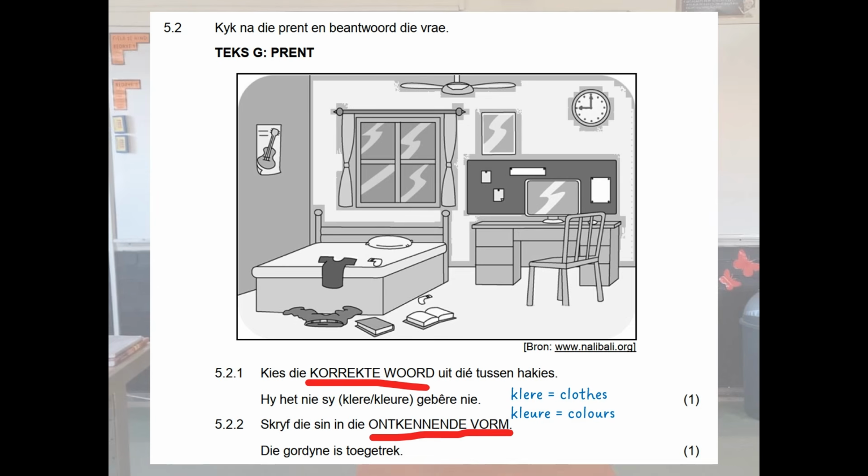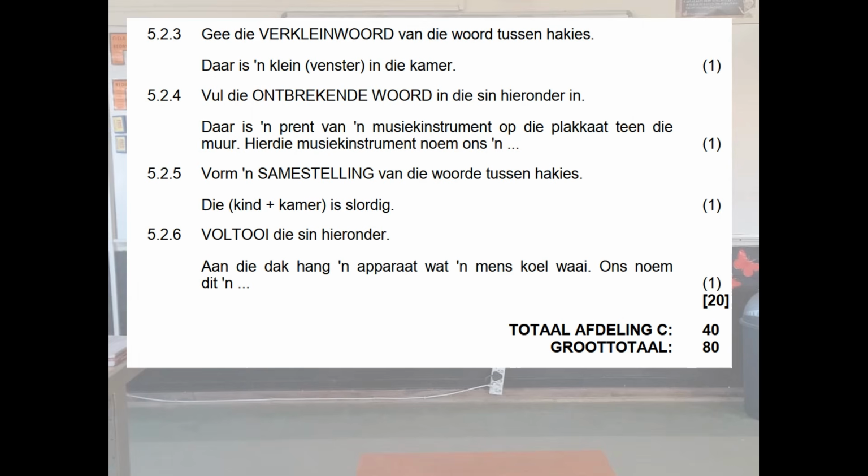Ontkennende vorm, write this in the negative form. "Die gordyne is toegetrek. Die gordyne is nie toegetrek nie." Verkleinwoord, you have to write it in the diminutive. "Venster" becomes "venstertjie."